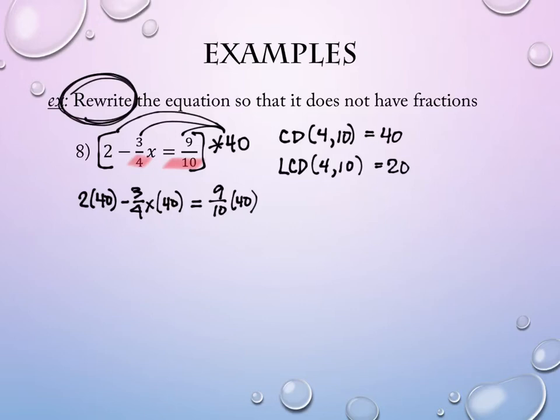So on the first one, it's no big deal, right? 2 times 40 is 80. But on the second one, where I've got the fractions, this 4 and this 40, they will reduce. What's 40 divided by 4? 10. So I end up with the -3 and the x and the 10 all being multiplied. So what is -3x times 10? -30x.